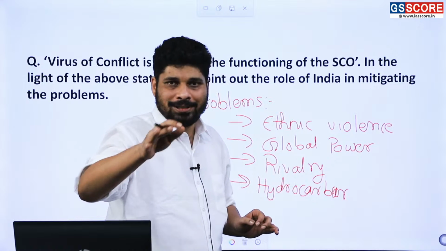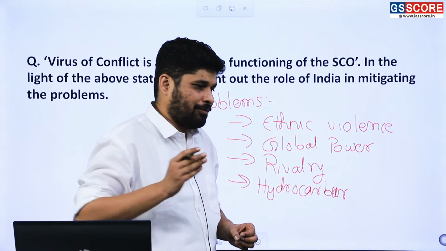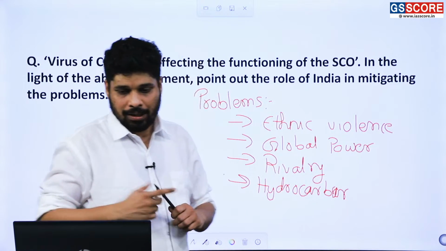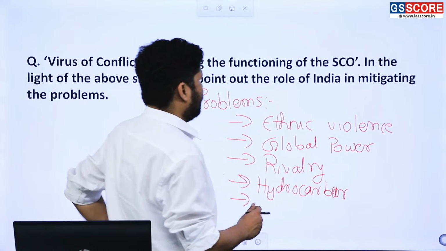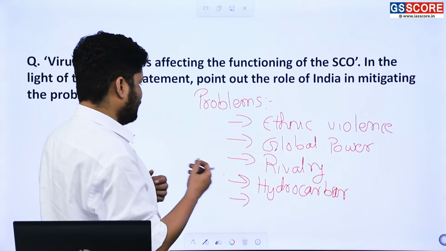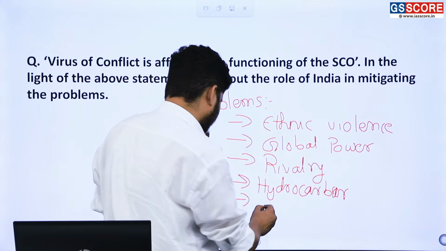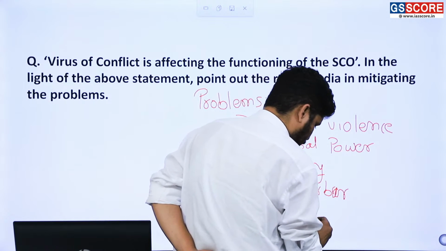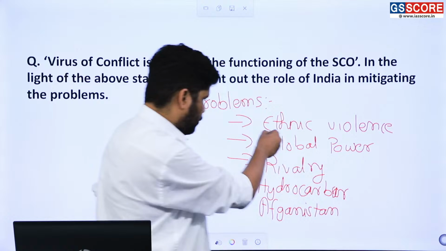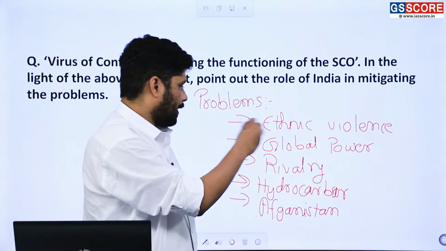Obviously hydrocarbons in themselves are not to be accused of it. It is our attitude that has to be accused. What can India do? One more issue, one more problem that these countries face with respect to conflict, and that is Afghanistan. This is actually more important. It should have been written ahead of rivalries between the countries.